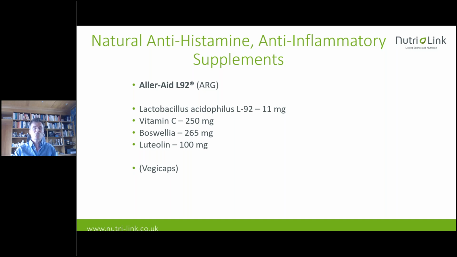The Allergy L92 contains just these ingredients, 11 milligrams of this probiotic, and the study I'm going to talk to you about used 22 milligrams, i.e. one capsule at breakfast and dinner, to have a good clinical outcome in the patients who took it. Vitamin C, boswellia, and luteolin. I'll talk to you more about luteolin and L92 in a moment.